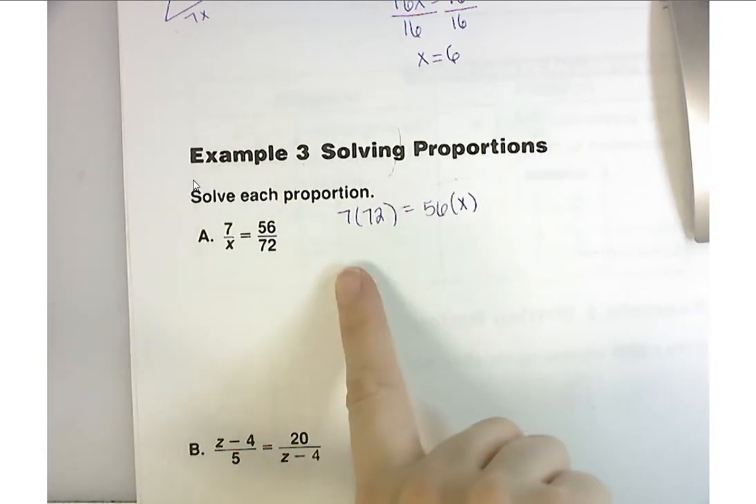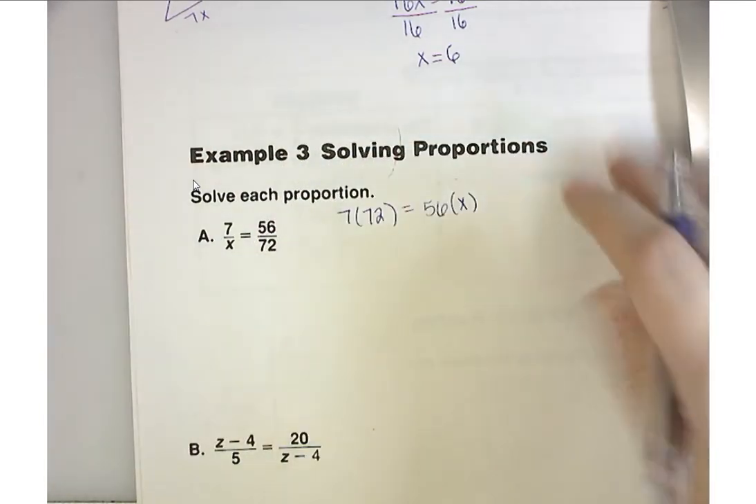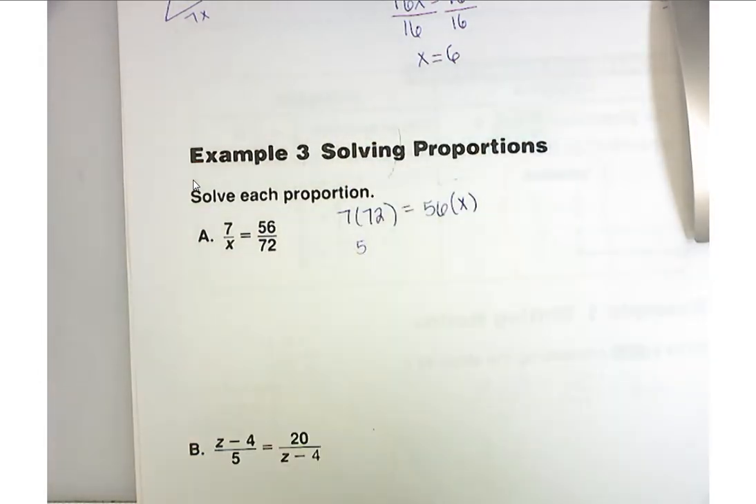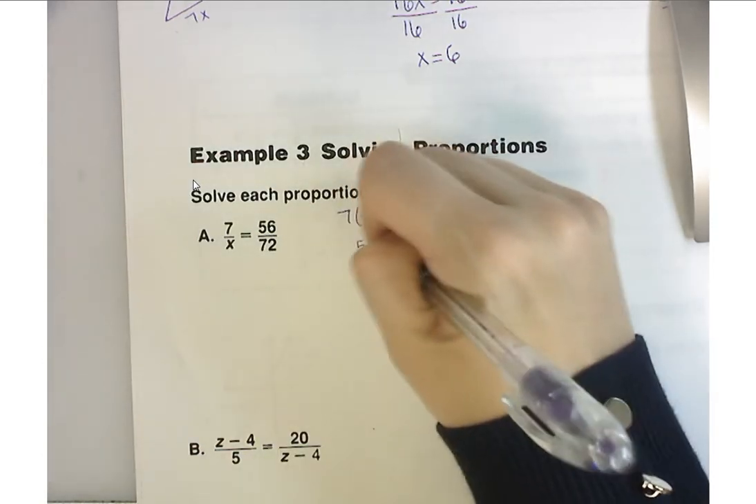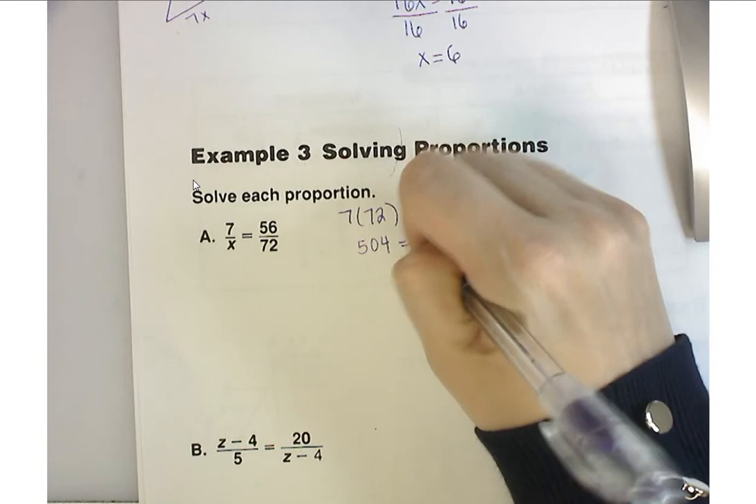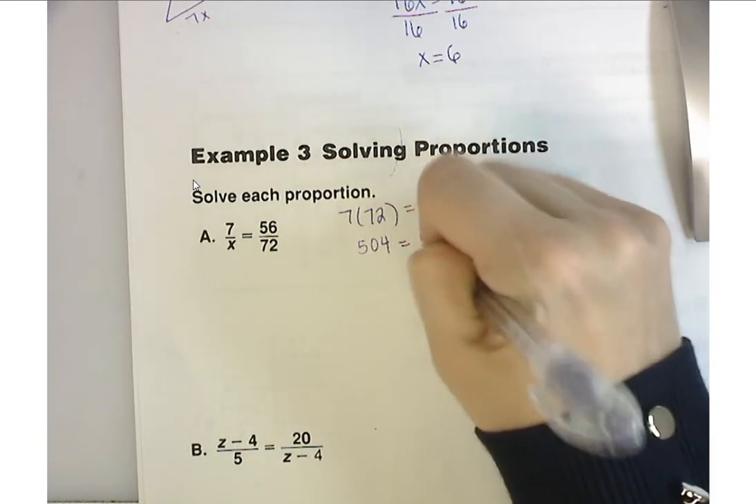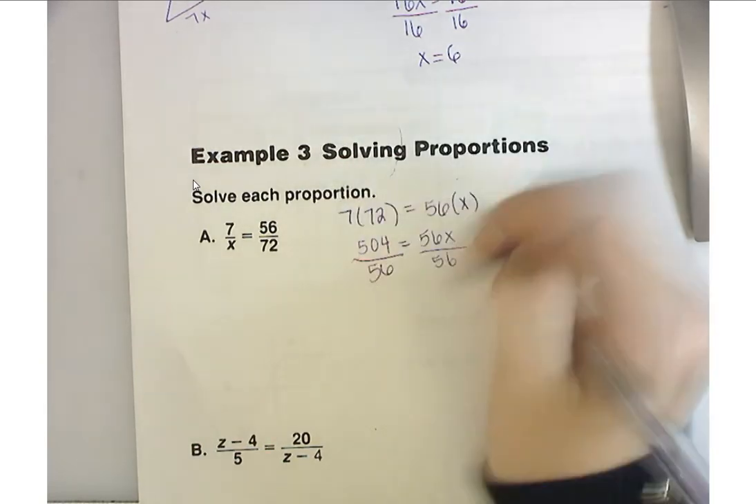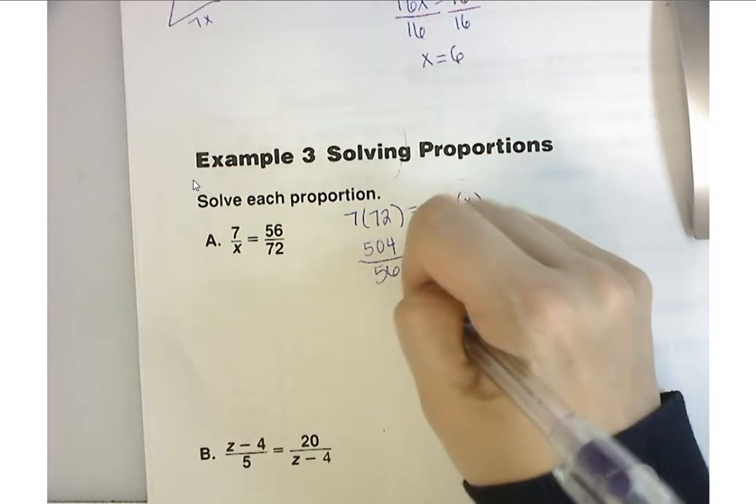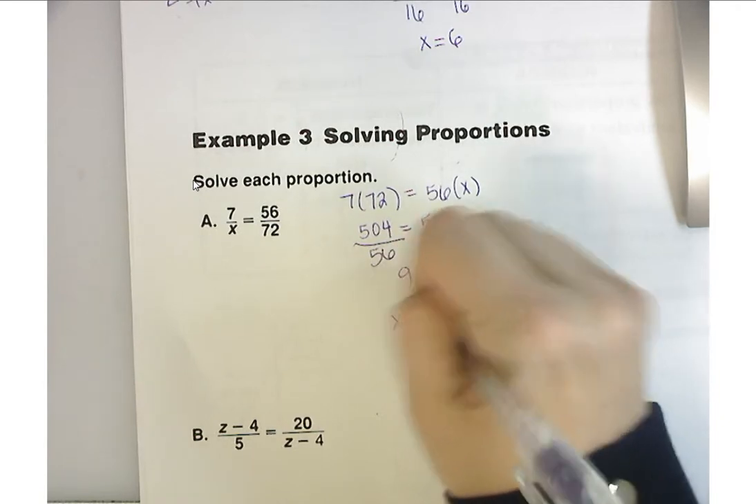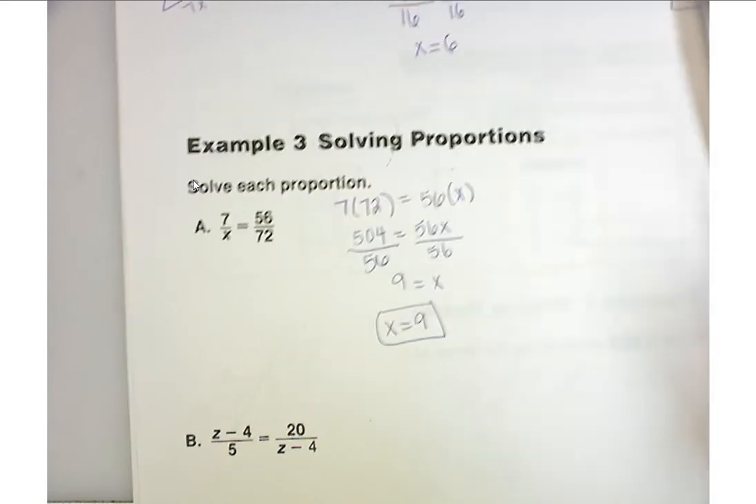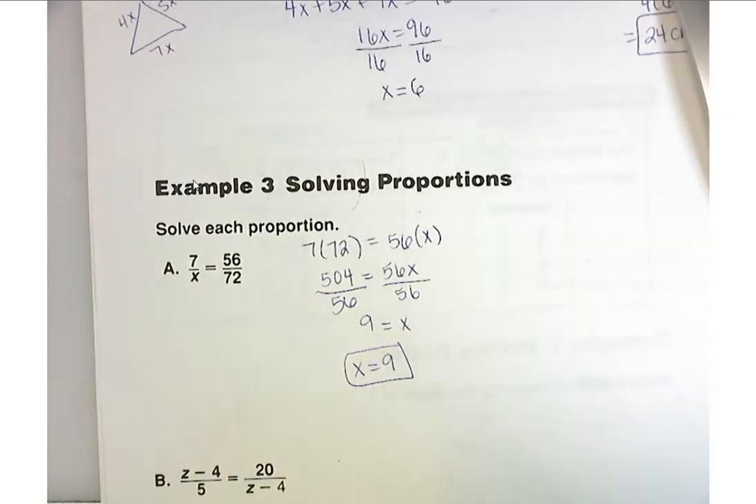Okay, so if we do 7 times 72, we're going to get 504 equals 56x, and then we'll divide both sides by 56, and you will get x is equal to 9. Okay, now let's say I wanted to do that without a calculator, right? Because we probably all did that with a calculator.